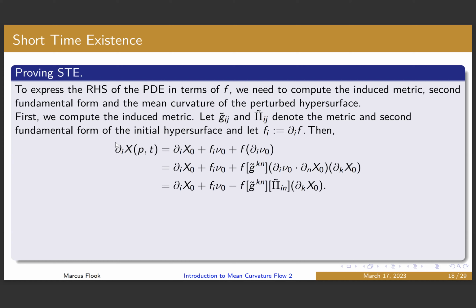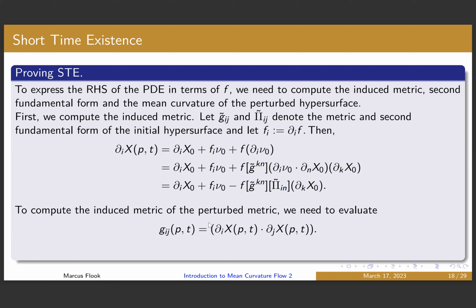So one very nice expression here that we should point out is that the first and last term are expressed with respect to the tangent vectors of the initial hypersurface, and then this is being expressed with respect to the normal vector of that initial hypersurface. So to find the induced metric, what we want to compute is this dot product here. So we can see already that if I write this out in one go, it's going to get pretty nasty pretty quickly. So I'm going to break it down as best I can.